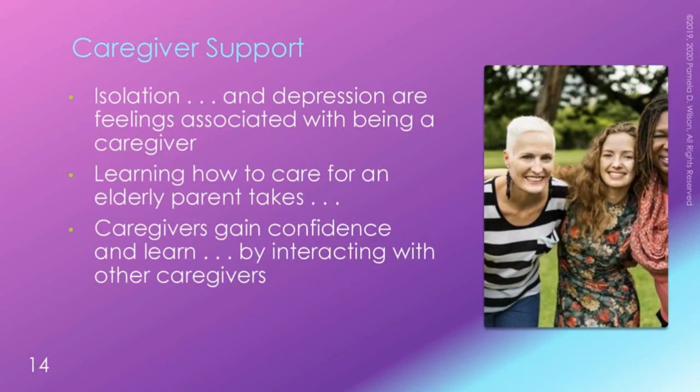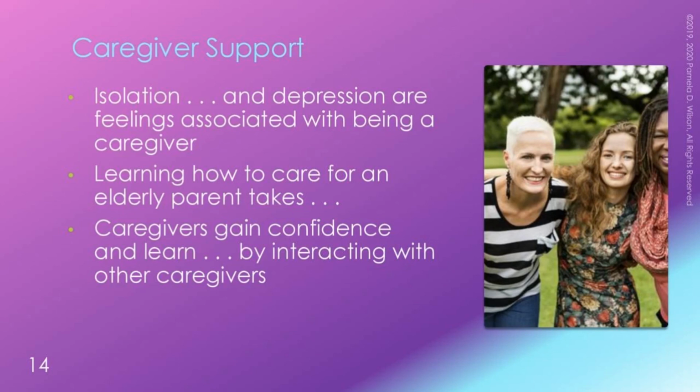Let's talk about the importance of caregiver support. Because of the isolation, the loneliness, the depression that can happen, even if you're not the 24/7 caregiver, it is essential for caregivers to access caregiver support early in the stages of caregiving. Courses at the Alzheimer's Association, webinars like these, books, online support groups. Learning how to care for an elderly parent with memory loss takes special skills and it can be emotionally draining.